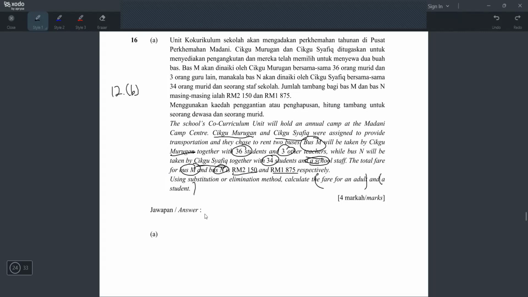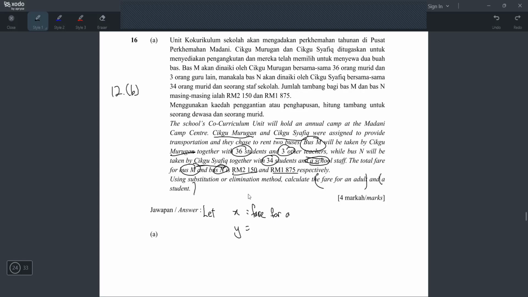Don't read the paragraph, straight away let your final answer be X and Y. Okay, so you let your X be the what? Don't care about what they say above first. Kita tengok apa dia mau cari. Dia mau cari final answer, fare for adult. Fare means RM, price. Okay, so let X be the fare for adult.